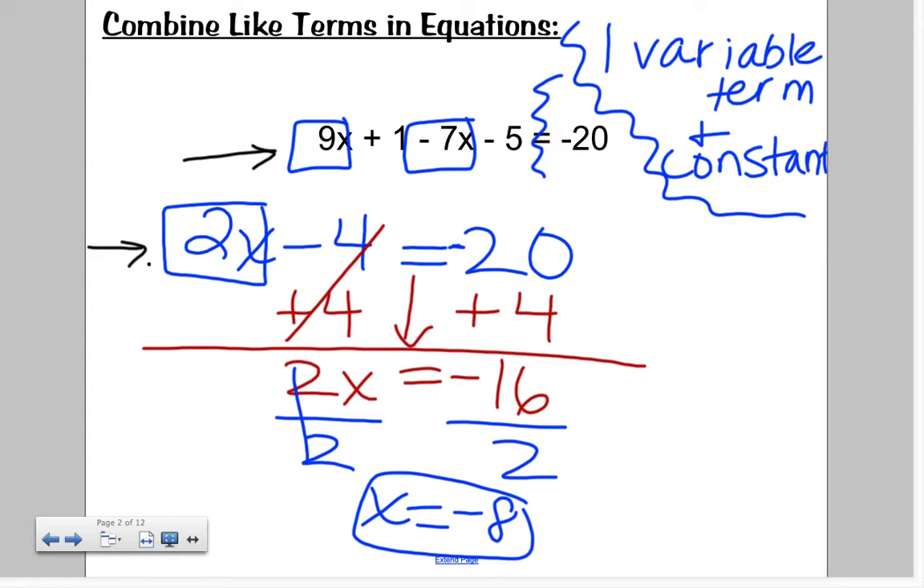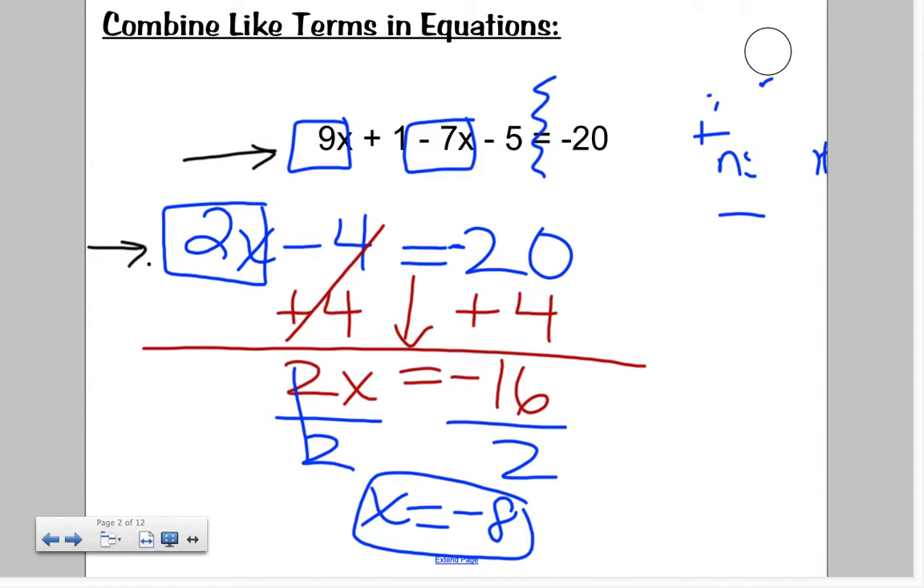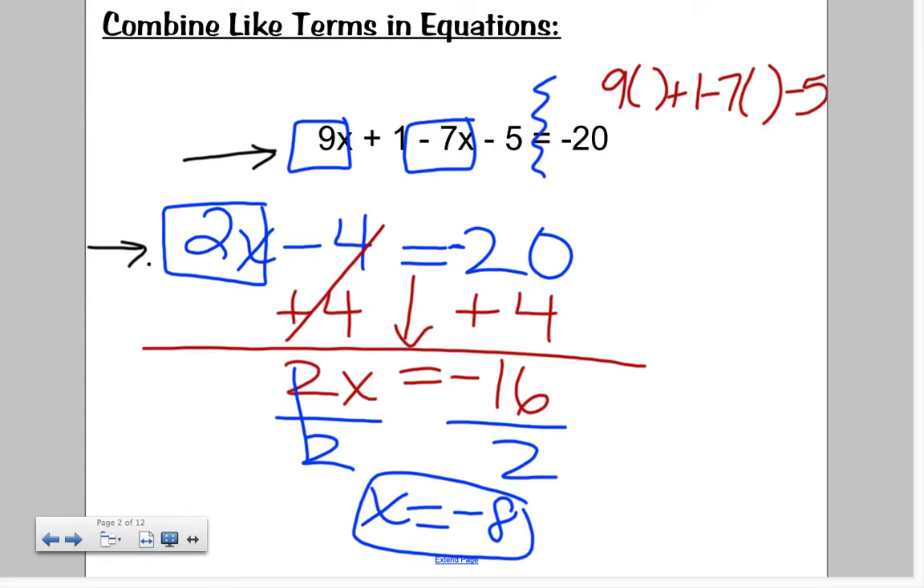Okay? So, when I have you do these, the checks are a little more work that goes along with it. So, let's go back to, I'm going to erase this section right here. I'll show you how this works. So we're going to go left to right. We're going to start off with 9 times our x plus 1 minus 7 x's. Oops, we have to put x in there. We don't have x, we need to check it. So we're going to put x right here minus 5, and that has to equal negative 20.